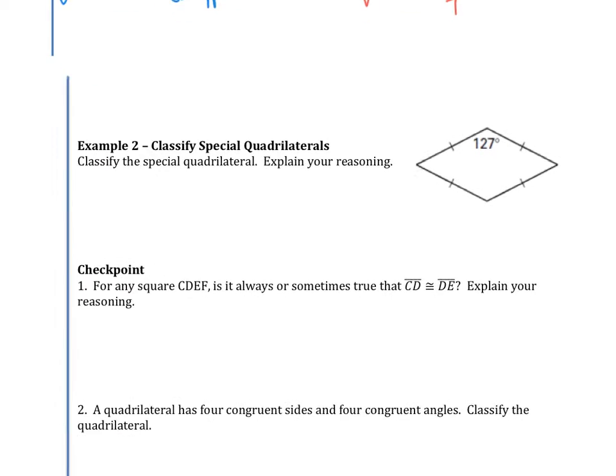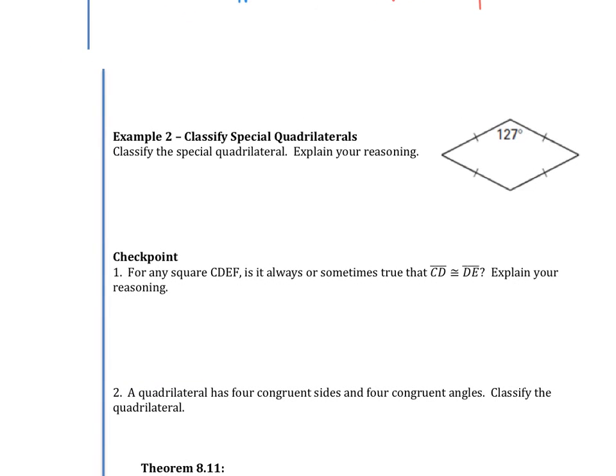Okay, example 2, classify the special quadrilateral, explain your reasoning. So in this one, what we see is the 4 sides are all marked congruent. So this would be a rhombus. And the reason being, all 4 sides are congruent. And that would be the reason why it has to be a rhombus.